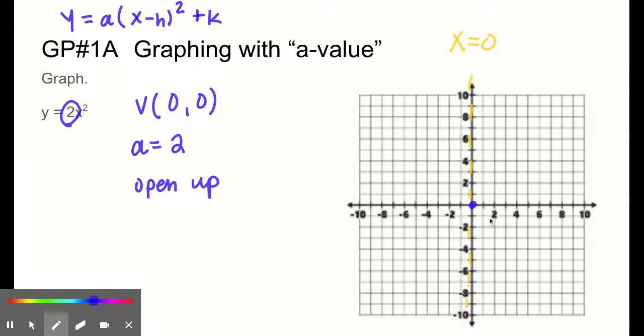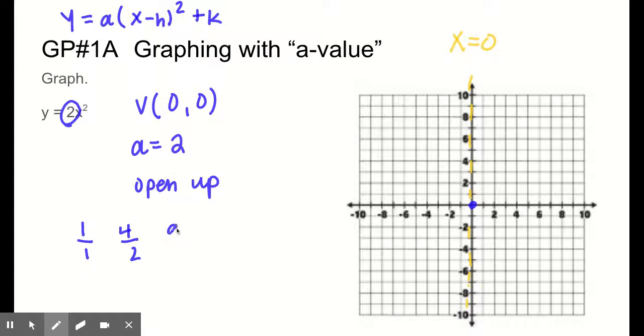Now from here, we have to use our graphing pattern to find the next few points. Now we know that the graphing pattern of the parent function is 1 over 1, 4 over 2, 9 over 3, etc. But now, because we have this a value of 2, that graphing pattern is going to change. So we have to multiply each of our graphing patterns by 2 to figure out the distance we're going to move from the vertex.